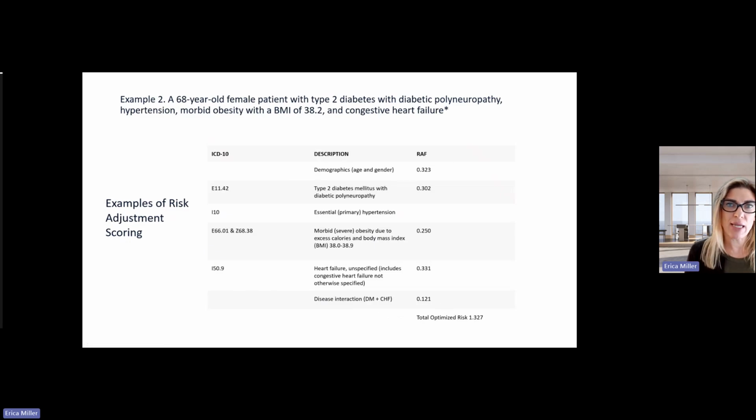Let's look at the same gender and age patient with a little bit different type of complications. My next patient has type 2 diabetes, but with diabetic neuropathy, polyneuropathy, hypertension, morbid obesity, and CHF, congestive heart failure. Okay. So age and gender demographic risk factor score doesn't change, but then start to notice how the type 2 diabetes, because it has a systemic effect, now she's got a higher risk factor score. Her morbid obesity, again, increased her risk factors. Her heart failure, congestive heart failure, also increased her risk factor.